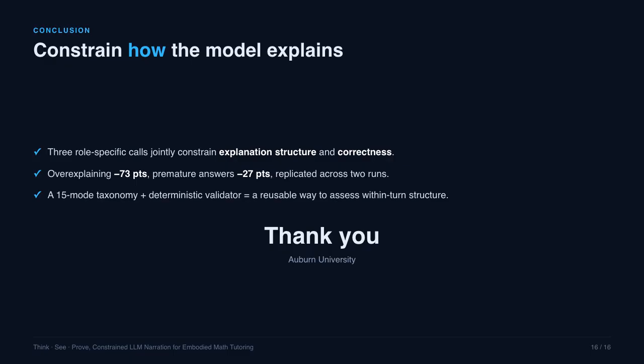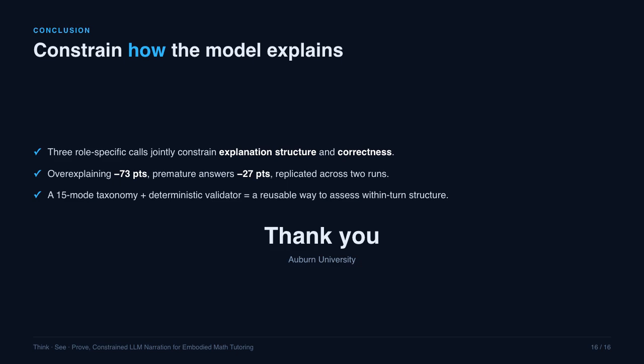To conclude, Think, See, Proof demonstrates that explanation structure and mathematical correctness can be jointly constrained during generation, using role-specific architectural instructions, rather than simply hoping that a single prompt behaves the way we want. The system separates concept, calculation, and answer confirmation into 3 roles, grounds every narration in Python-verified facts, and connects those same facts to a Manim 3D visualization animation, so the words and the animation always agree.